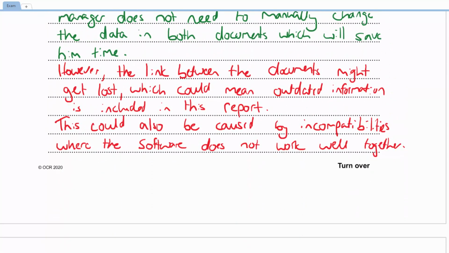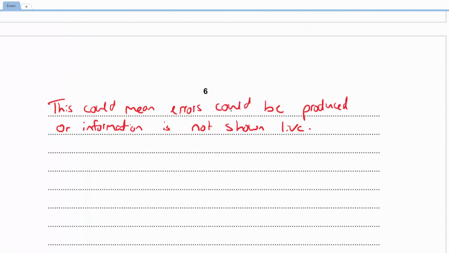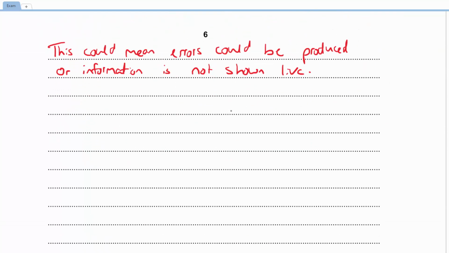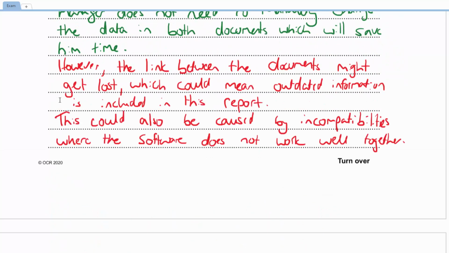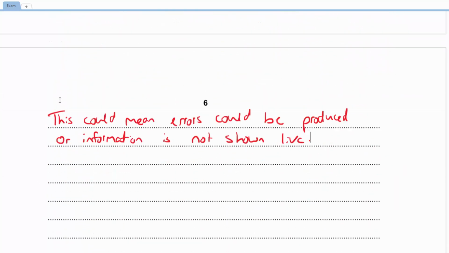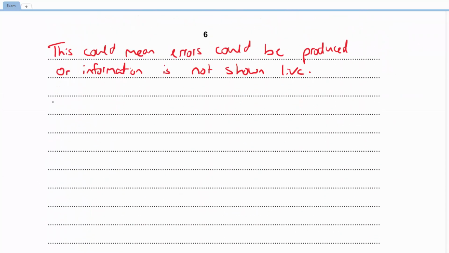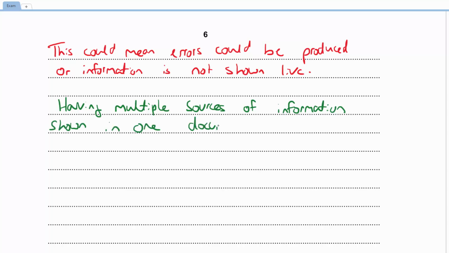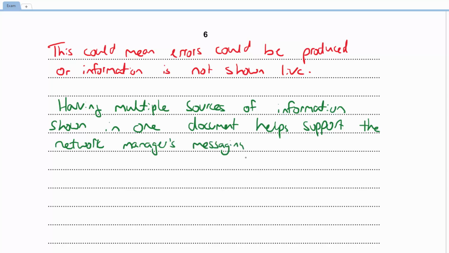But we could say having this successful integration means the manager doesn't need to keep updating, keep copying the information. In fact, we kind of said that already, didn't we, so ignore me. What else are we saying as a positive? You're saying having multiple sources can help support the content of the report. So I've said it helps support the network manager's messaging.